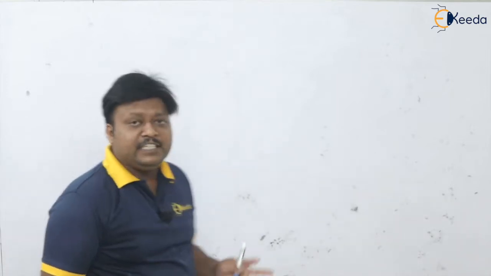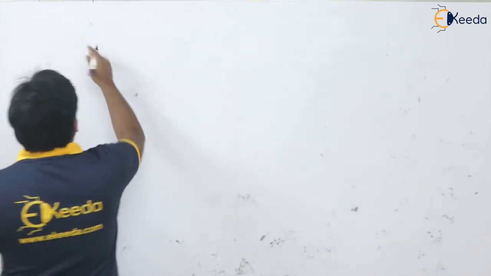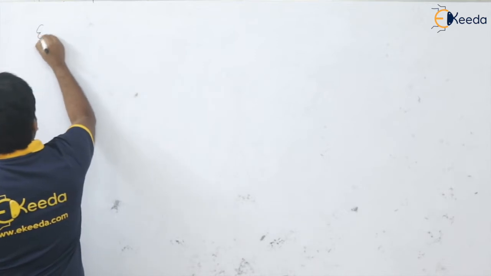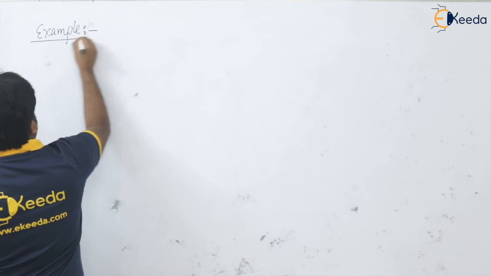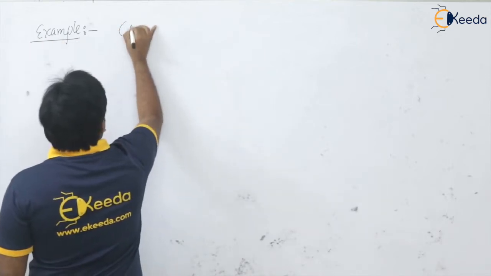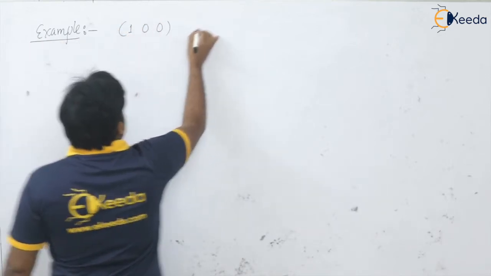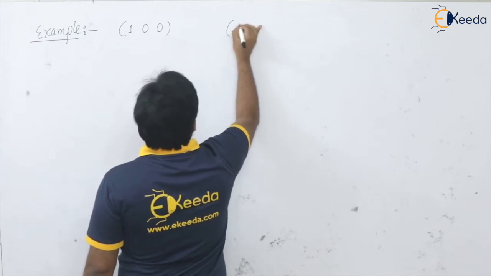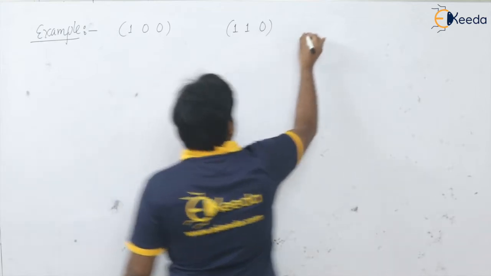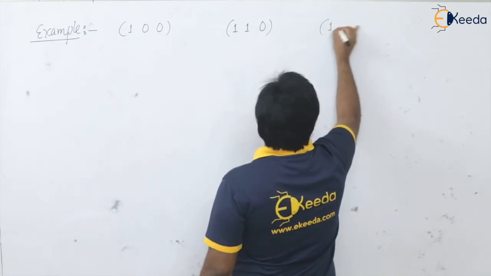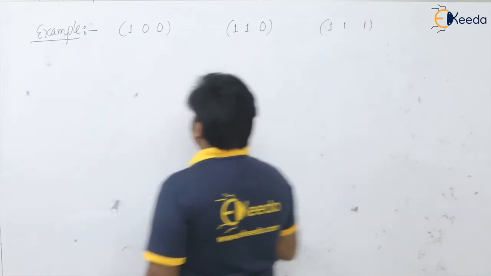Dear students, let us take some other examples. We have seen the various planes, so let us find the Miller indices for them. For example, I will take the plane 100, the plane 110, and the plane 111.